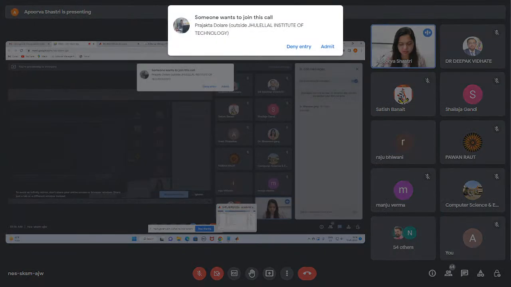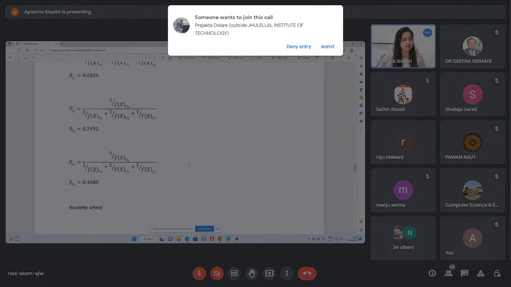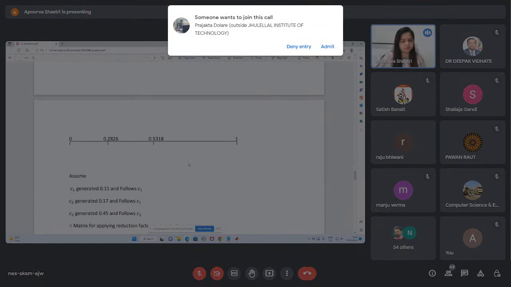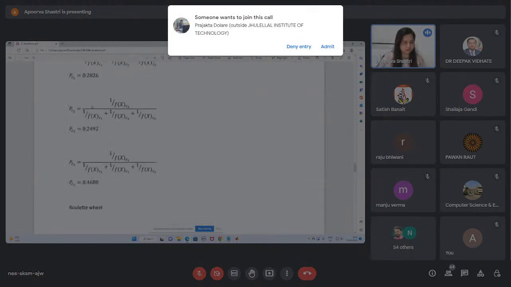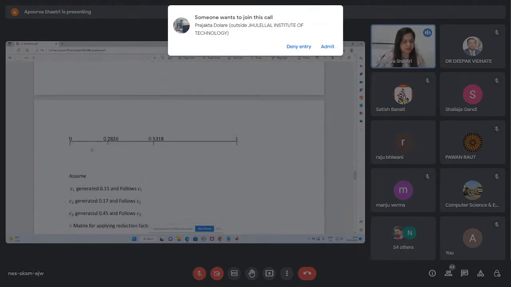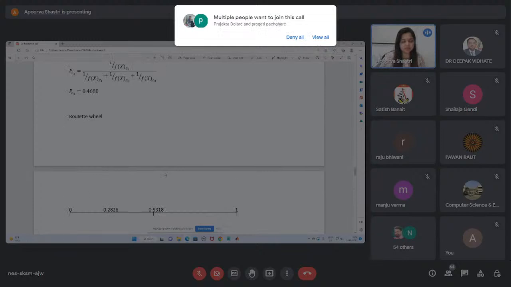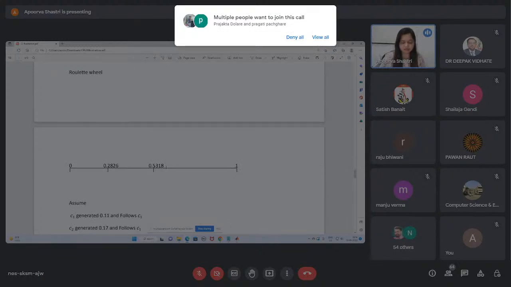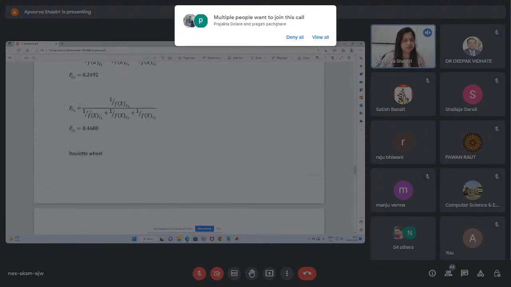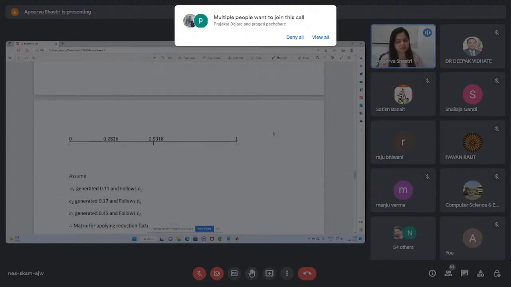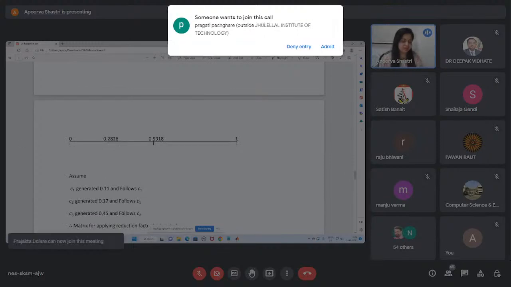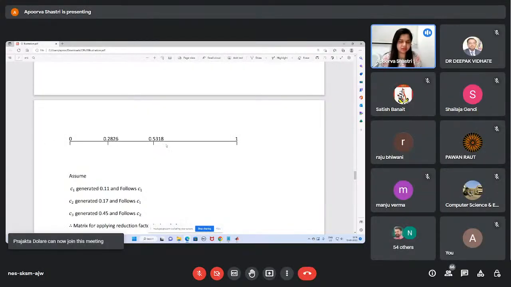So let's go ahead. Then the rule for these probabilities: 0 to 0.2826, then 0.2826 plus 0.2492 is 0.5318, and 0.5318 plus 0.4680 comes out to be 1. So our cumulative probability is coming correct. Any doubt till this point?